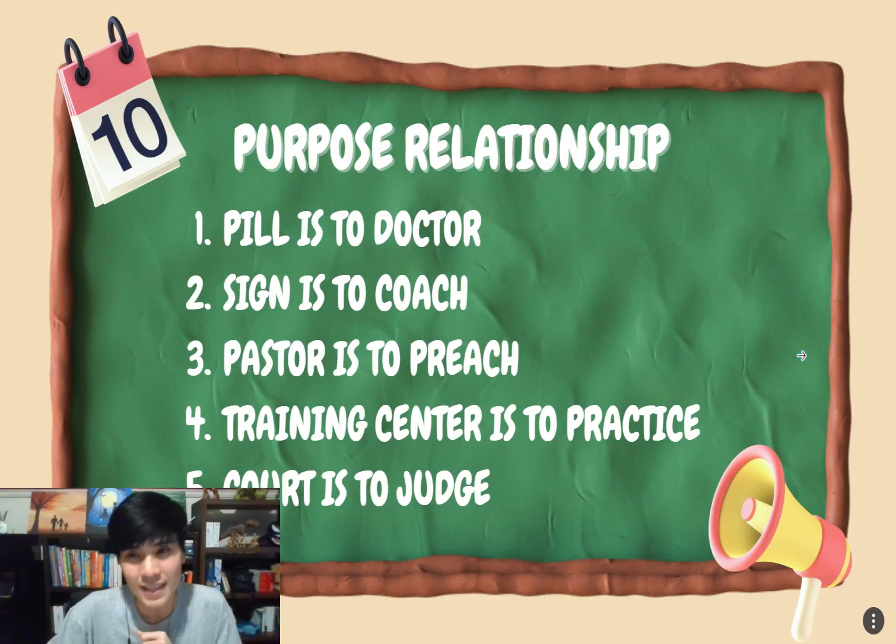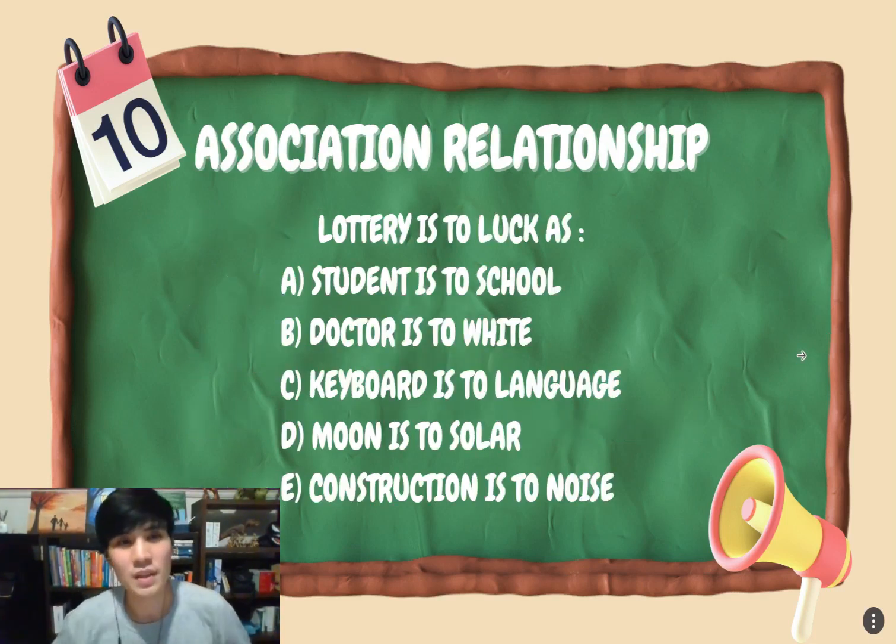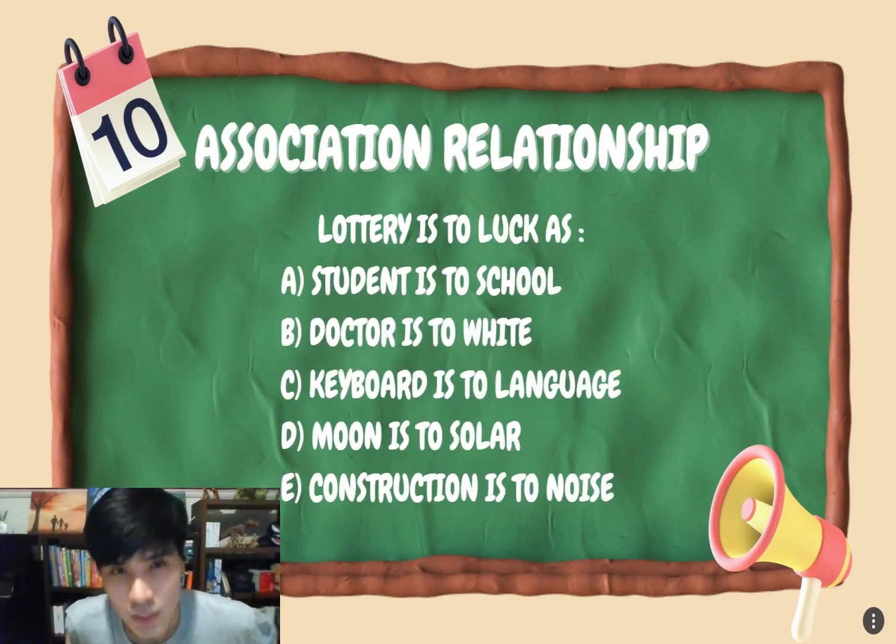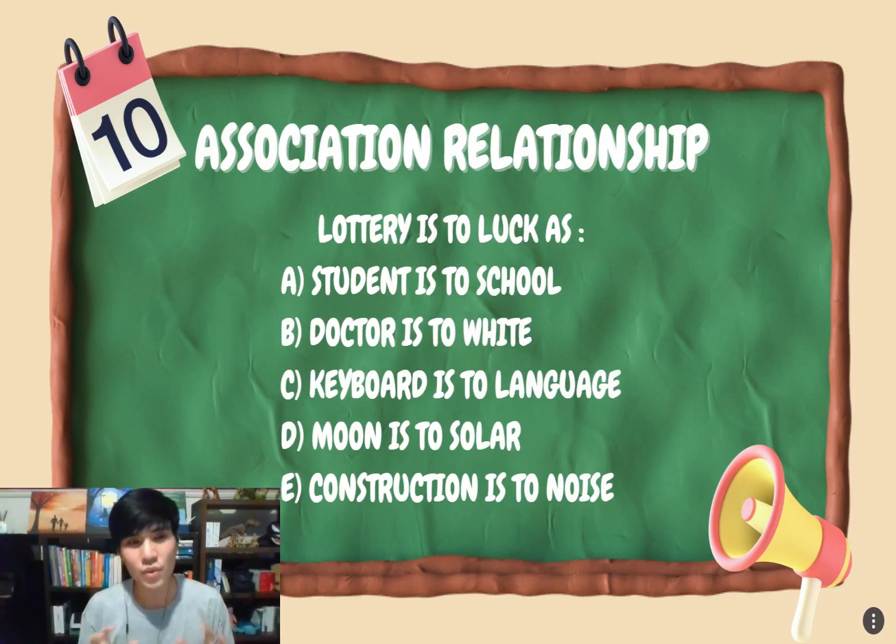Now, let's look at the second one. The second one we're going to look into is the association relationship, so how 2 things are associated with each other. If you look here carefully, lottery is to luck. If you were to associate lottery, it's related to luck.